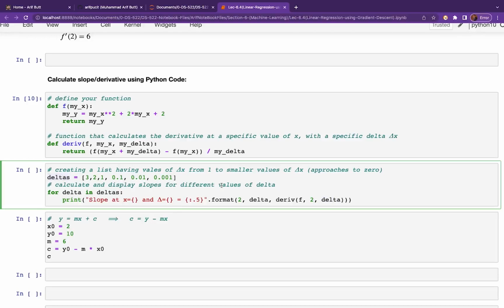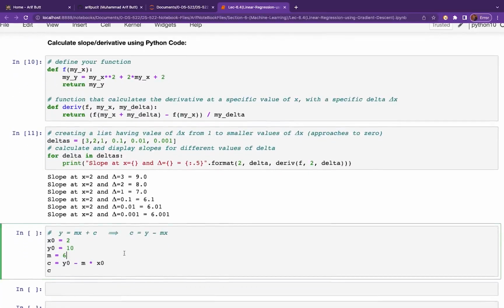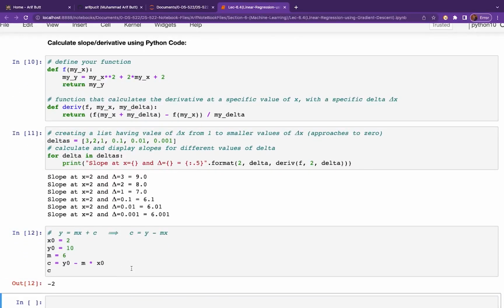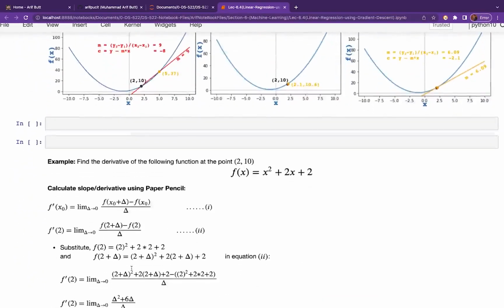So let's execute this code. You see, for a very small value of delta, the slope almost becomes 6. And finally, we can calculate the value of the y-intercept using the line equation, that is y is equal to mx plus c, which comes out to be -2. I hope this is making sense. So we have understood the concept over here.